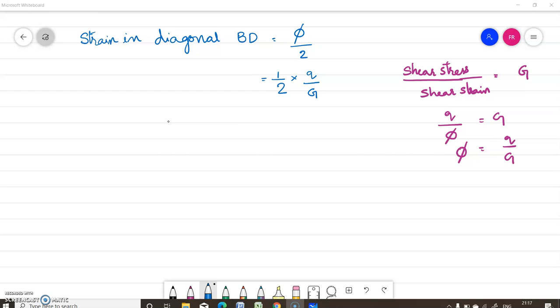What is phi? Phi is the shear strain. So you can substitute phi is equal to q by G. So you will get the strain as 1 by 2 into small q by G.